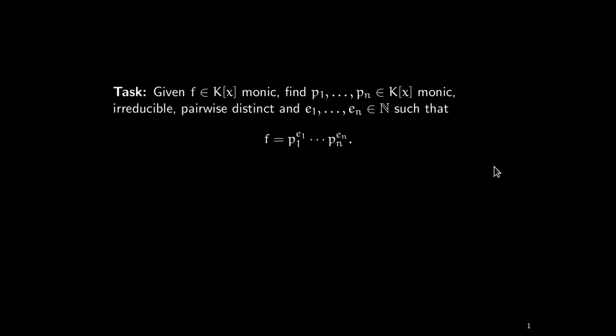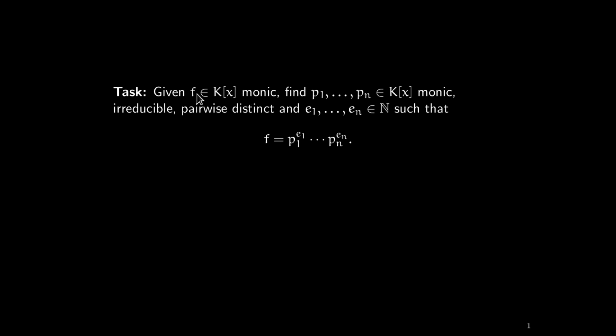So the task is this: you're given a monic polynomial over a field, and you know that polynomials over a field form a unique factorization domain. You can break f into irreducibles, but the usual argument that you are given in a basic education in your studies is not a constructive argument. It just says there exists a decomposition of f as a product of irreducible polynomials, and it is unique, but it doesn't tell you how to find it. So our task now is how to find it.